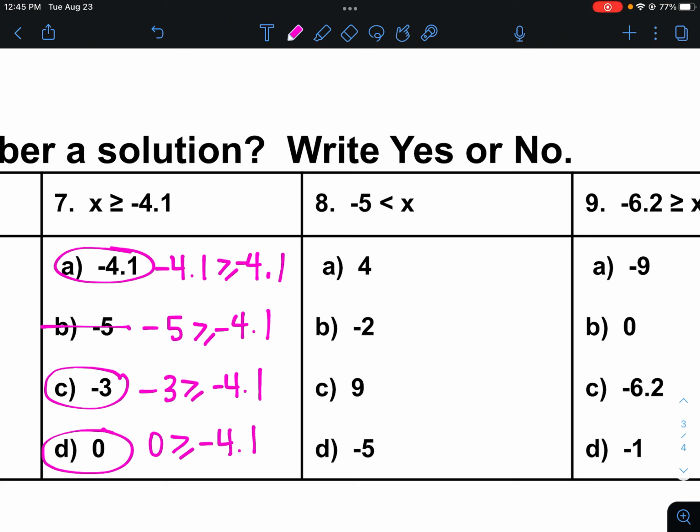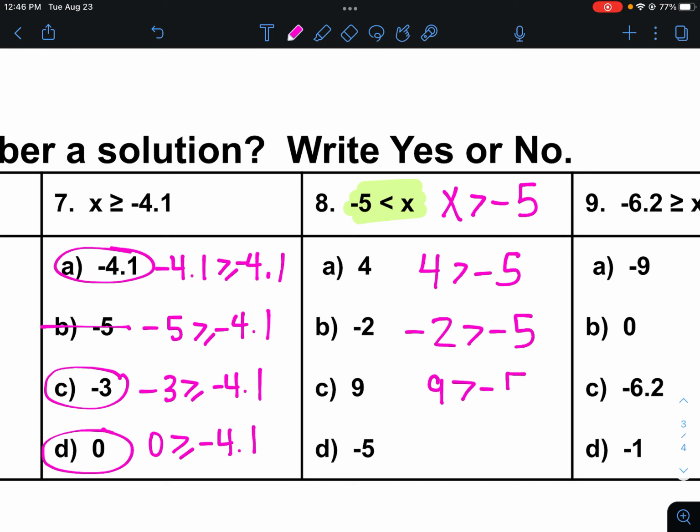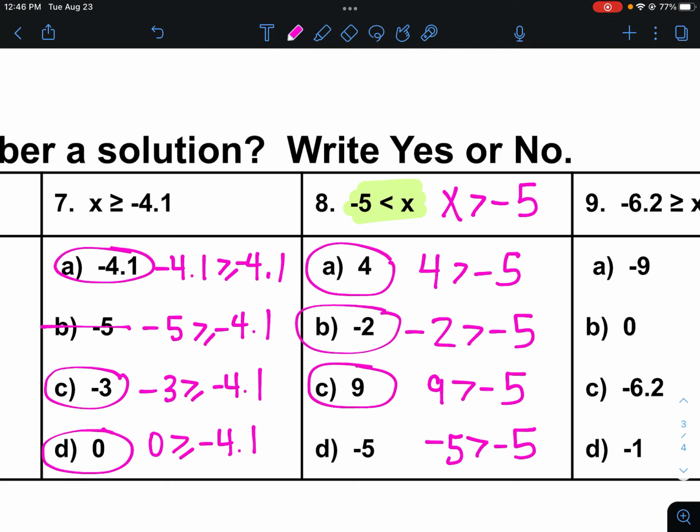Notice in number 8, you have a special scenario here. You need to flip around first, then ask true and false statements. So this statement is true. Negative 2 is greater than negative 5. 9 is greater than negative 5, and negative 5 is actually equal to, so this one is the only one that does not work.